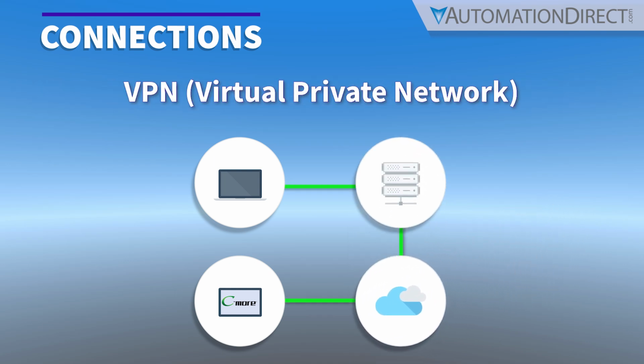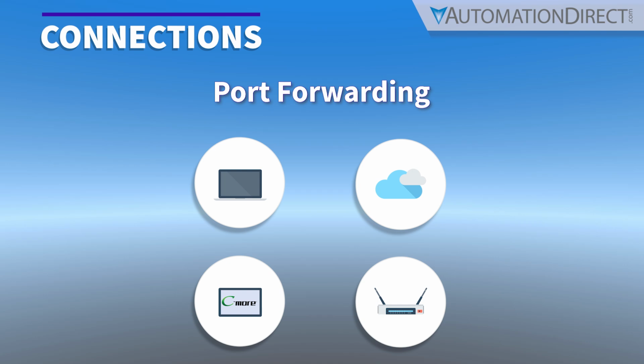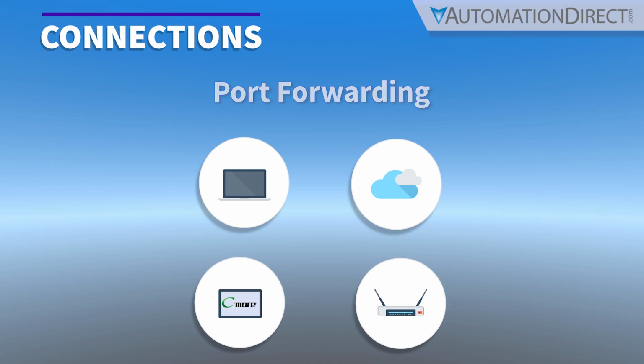VPNs create a secure, encrypted connection between your device and the network, masking your IP address and protecting your device from outside users. It'll allow access from nearly anywhere but goes through an extra layer and requires additional configuration. Port forwarding allows the router to redirect the communication request from one address and port number to another. It's the least secure method, so it's not recommended for sensitive systems.